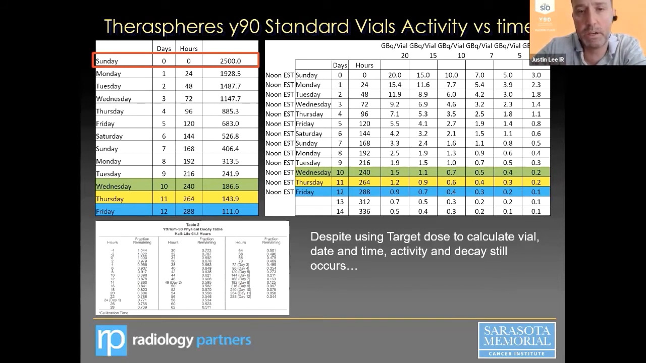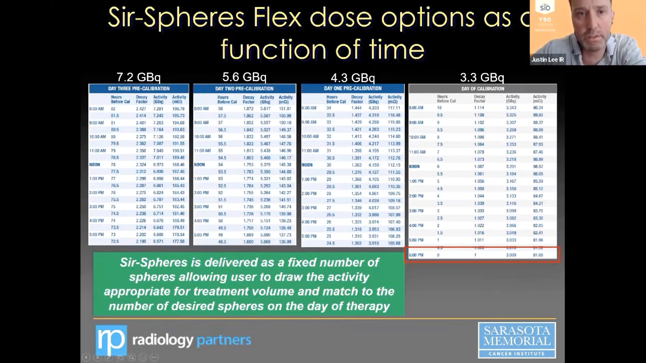If we want to obtain a higher dose for a smaller particle count, we may use a 3 GBq vial, but we're going to use it earlier in the decay so that each sphere is hotter. It's a little different for resin. Resin is actually shipped pre-calibration, not post-calibration. That's why they call the flex dosing a pre-calibrated dose. So you may have a 3-day pre-cal, 2-day pre-cal, or 1-day pre-cal.